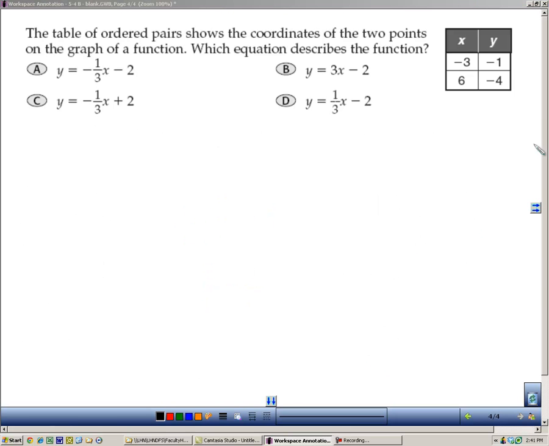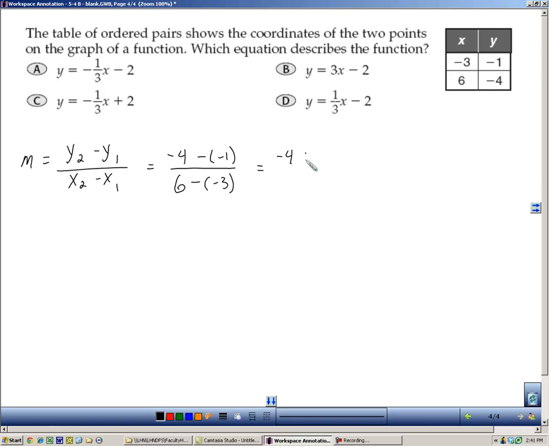Here's a problem where I have to find an equation in slope-intercept form, but this time it's in ACT format. This is a question you might see on an ACT. I'm given 2 points, so that's going to help me find my slope. For the y's, I'll choose the negative 4 first. So negative 4 minus negative 1. That means I got to use the 6 first for the x's. 6 minus negative 3. So this is really a negative 4 plus 1 and a 6 plus 3. So what is that? Negative 3 over 9, or my m equals negative 1/3.